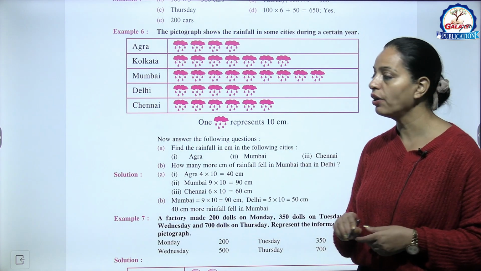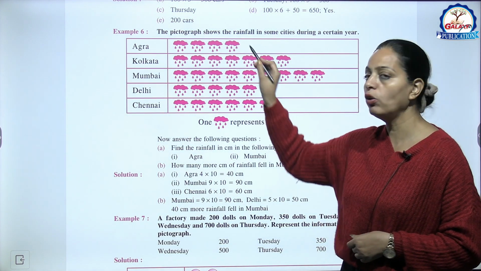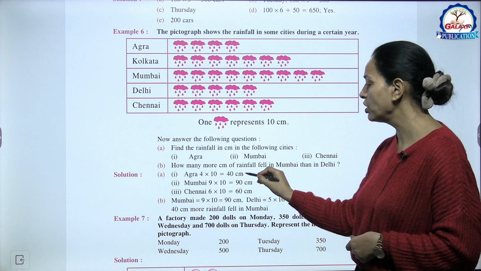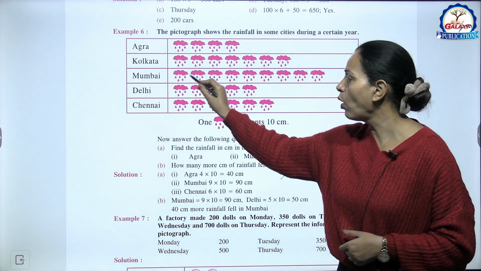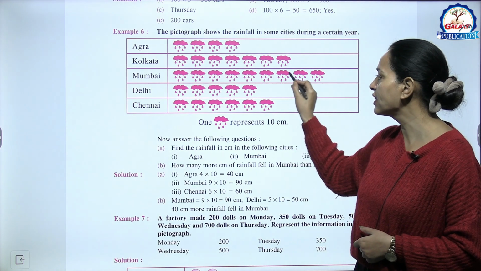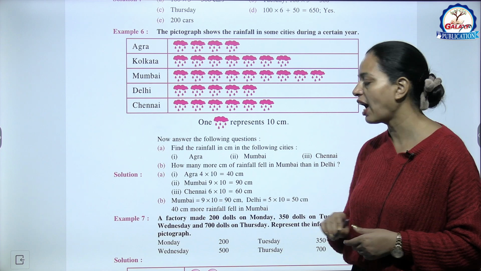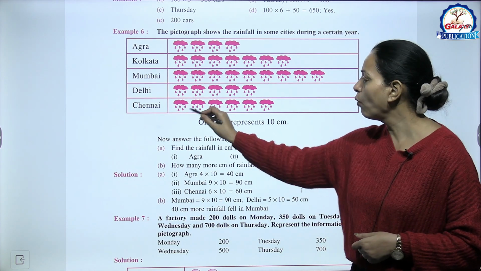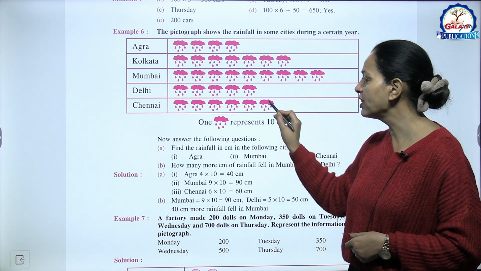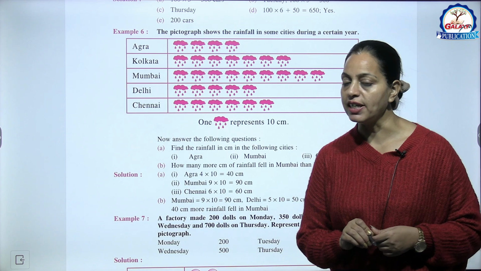The first one, Agra. So here how many symbols? 1, 2, 3, 4. So 4 into 10, 40 centimeter. Then Mumbai, 1, 2, 3, 4, 5, 6, 7, 8, 9. So 9 into 10, that is 90 centimeter. Then Chennai, 1, 2, 3, 4, 5, 6. 6 into 10, that is 60 centimeter.